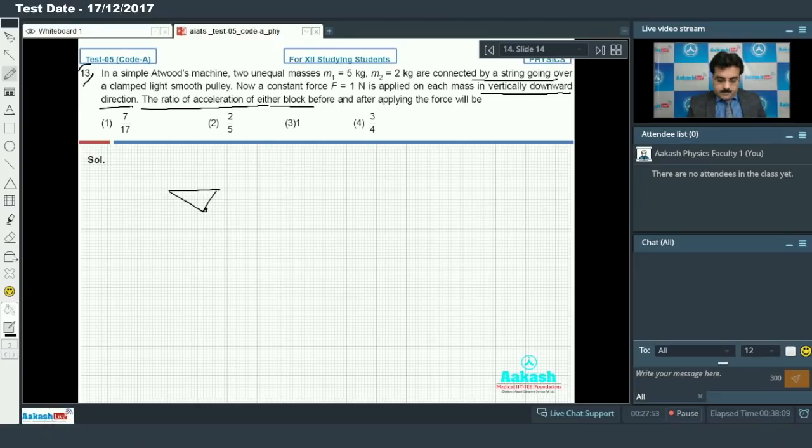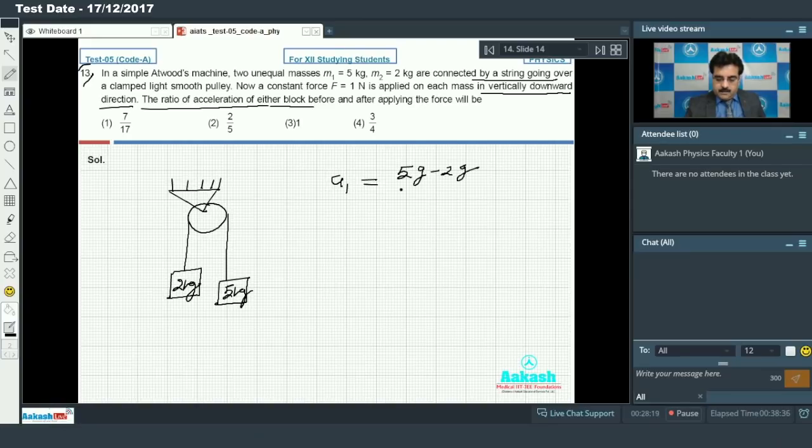So this is the diagram. Suppose this is the situation of the pulley as per the question, and the first mass is 5 kg and the second mass is 2 kg. Before applying the force, the acceleration A1 is given by the difference in weight, 5g minus 2g, upon total mass, as per the formula of acceleration. So we'll get 3g upon 7.